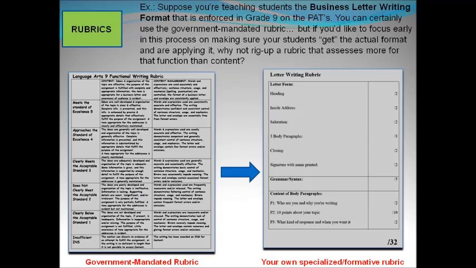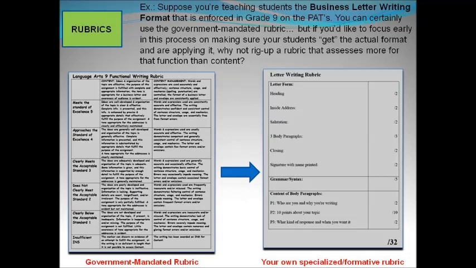So I would start with the sort of rubric that you see on the right-hand side, which is one that I just created myself. And then after they got the hang of what they're supposed to generally look like, then I'd use the government one. Okay, so whether you want to do that or whether you don't, it's up to you.